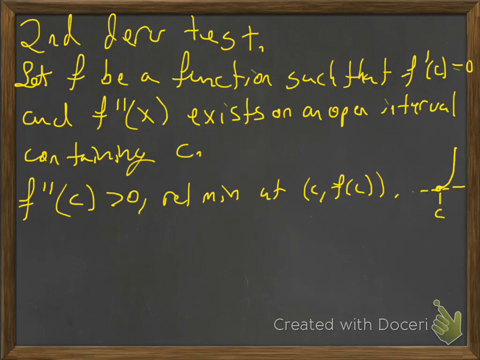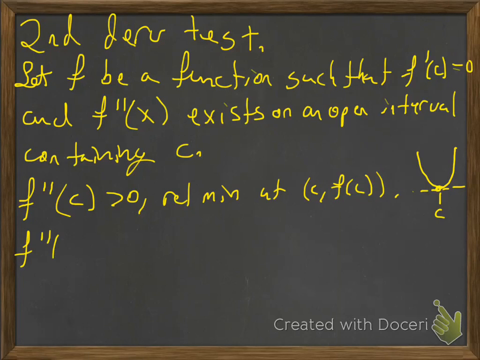Okay, so here's our horizontal tangent. Maybe it's like a parabola or something. You see that horizontal tangent at c, and that shows us that our first derivative is equal to 0, and then we have concave up, so we have a minimum at that point.